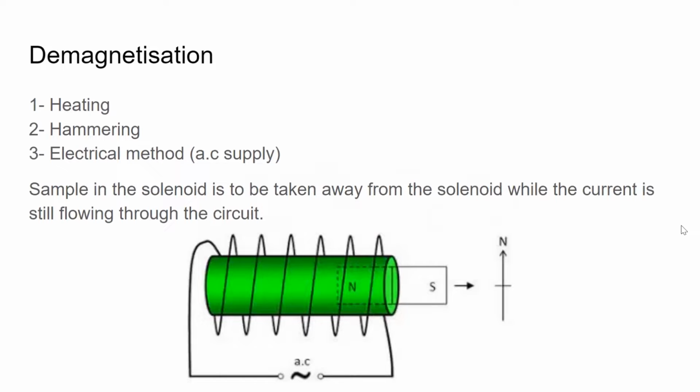To demagnetize an object, there are three methods. The first one is heating, the second one is hammering, and the third one is the electrical method, where we use an AC supply. In the electrical method, we put our magnetized material inside the solenoid. We turn the switch on, so current is passing through the circuit. And while the current is still on, we slowly take the magnet out of the solenoid, and that is going to demagnetize the material.